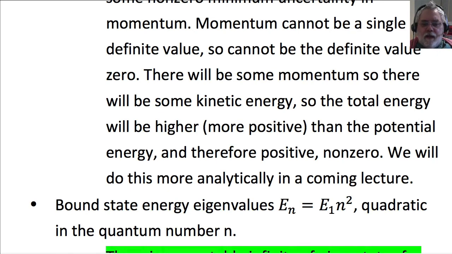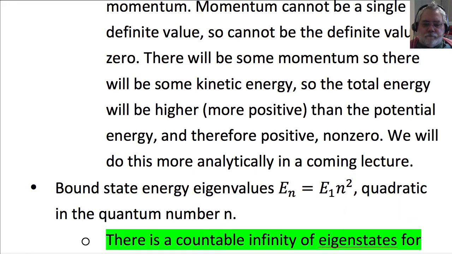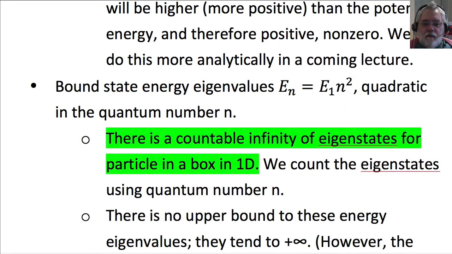The bound state energy eigenvalues E sub n can be expressed as the ground state energy E sub 1 times n squared for this particle in a box. So those energies are quadratic in the quantum number n. N can range up to plus infinity, so there is a countable infinity of eigenstates and eigenvalues for a particle in a box in one dimension. We count the eigenstates using quantum number n. There's no upper bound to these energy eigenvalues. They tend to plus infinity.